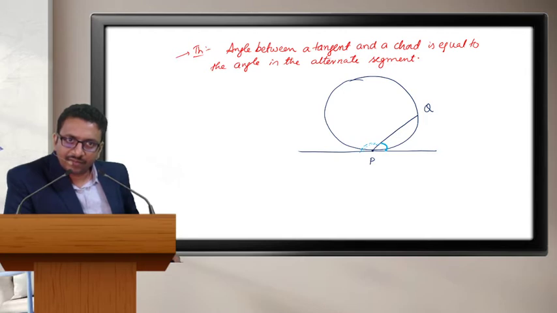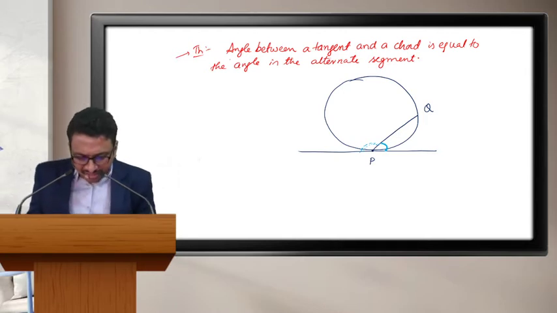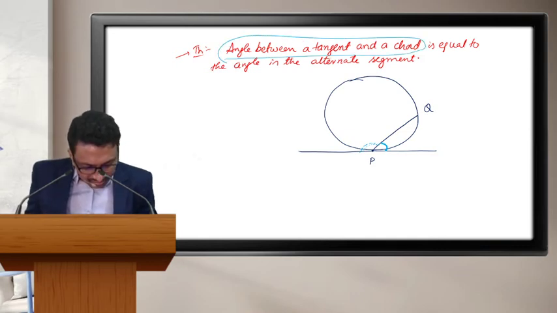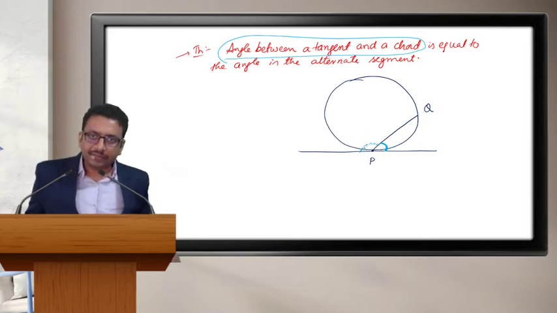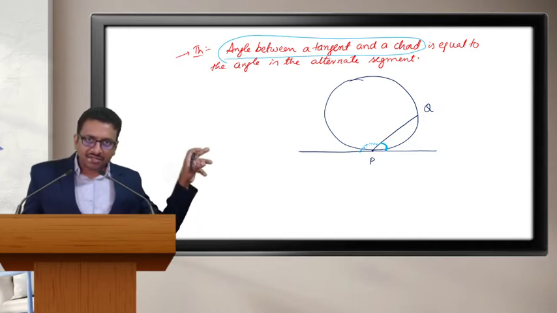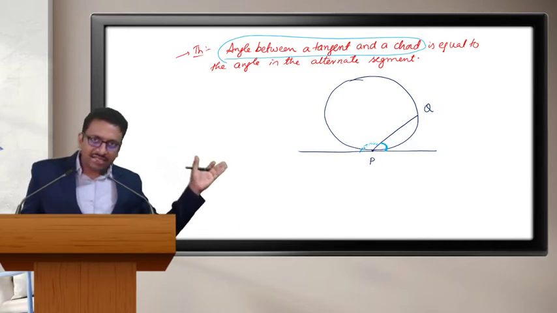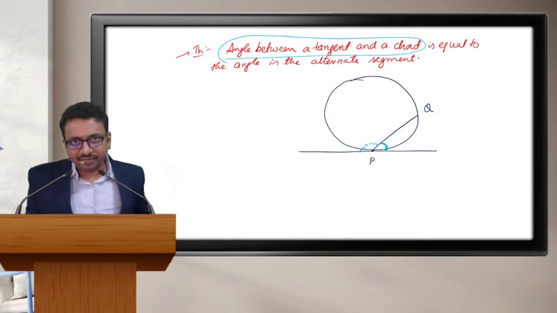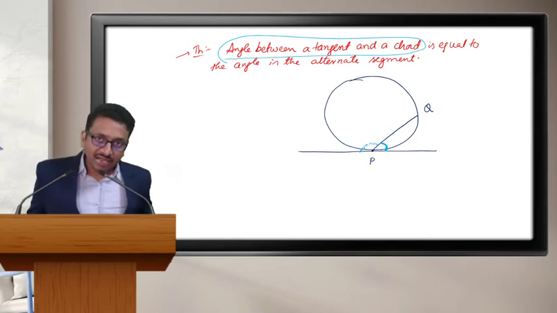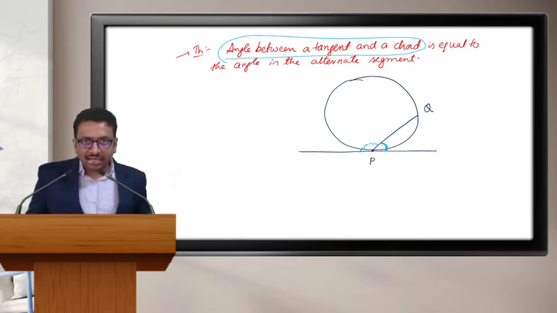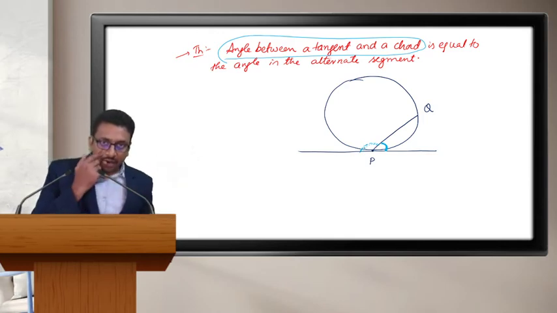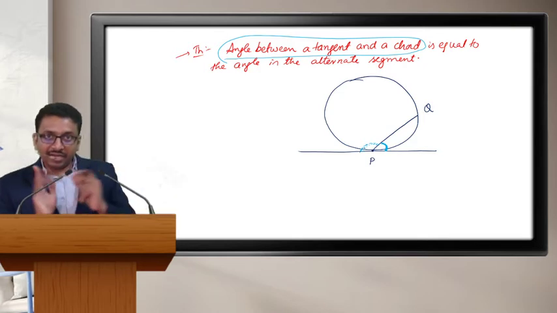Yes, sir. So the angle between the tangent and a chord can be this or this, yes or no? Yes, sir, both. So there are two options. The angle can be on that side or on this side, right? So what does the theorem say? The angle between the tangent and the chord is equal to the angle in the alternate segment.